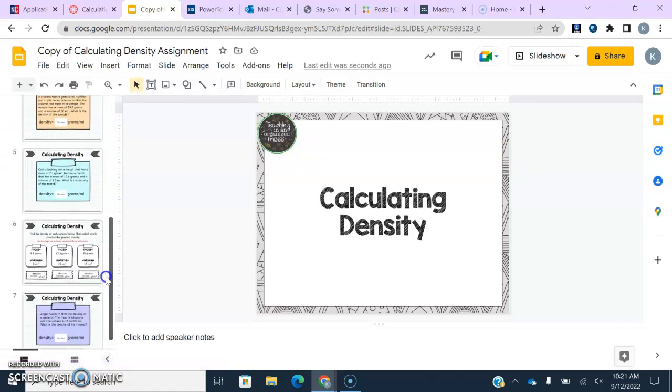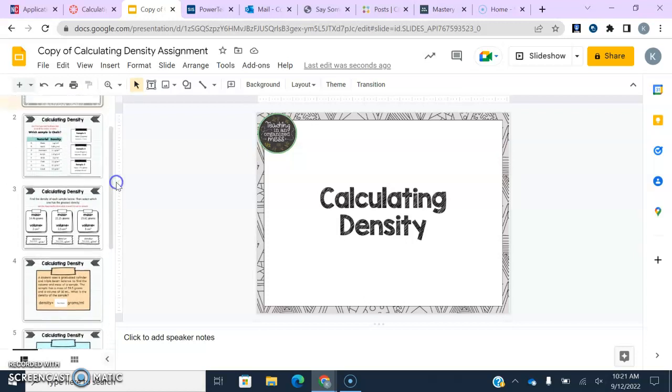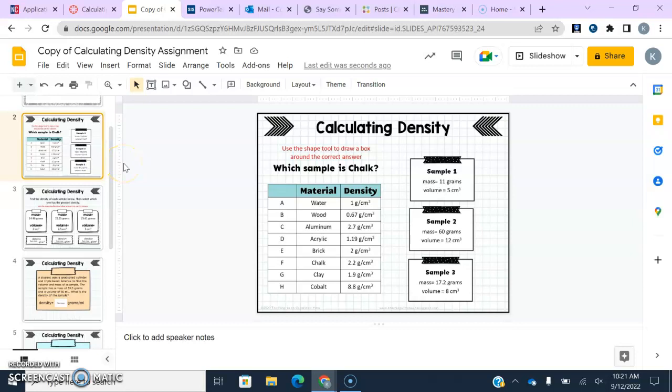It looks like a lot, but honestly each slide only has a couple of practice problems, so it's not too bad. So remember, when you're calculating density, the only formula you need is D is equal to M over V. So density is equal to mass over volume.